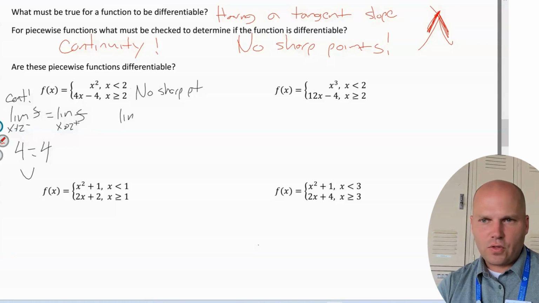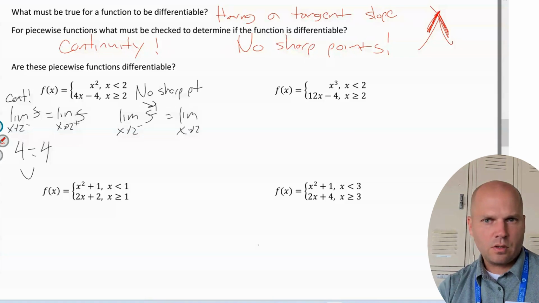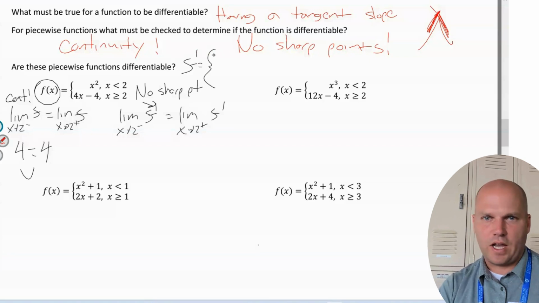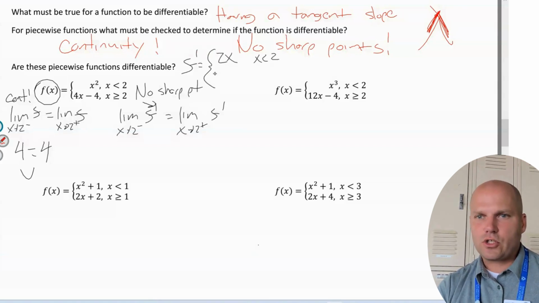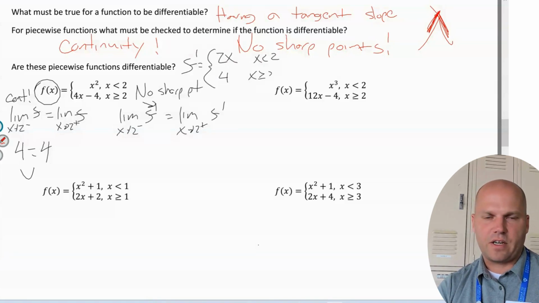We will make sure that the slopes to the left equal the slopes to the right. This is where we're going to need the slope equations. Now you can go back into the original and create a slope equation that's piecewise. Okay, well, the slopes are going to be 2x for x is less than 2. The slopes are going to be 4 for x is bigger than or equal to 2.